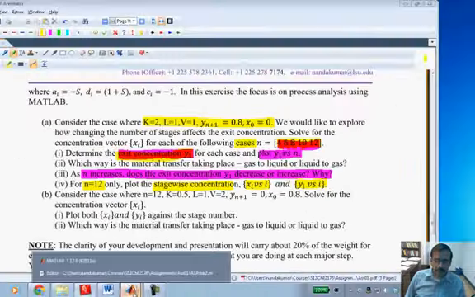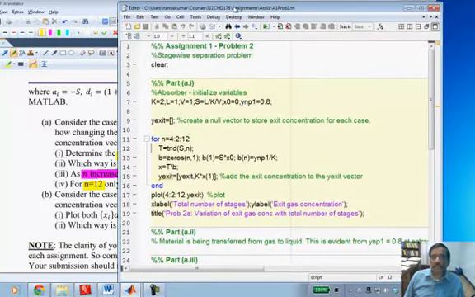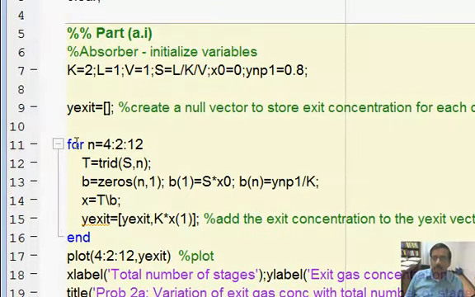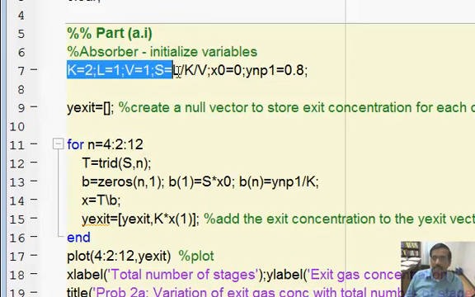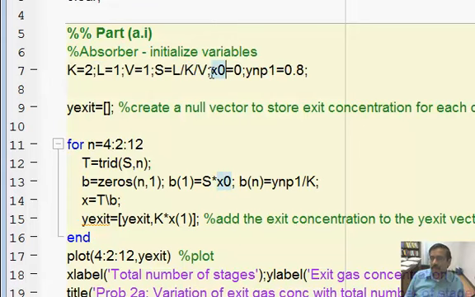How do we answer this particular question? We have a script file that we can write, including the cell structures I have used. So here is cell number 1, which just clears the workspace, and cell number 2, which sets up the loop for n equal to 4 to 12. And here, if you notice, in line 7, I'm initializing all the values that are given to me. Here I'm using x0 as a scalar variable, which is 0, and ynp1 stands for yn plus 1, again a scalar value 0.8 that is given to me.